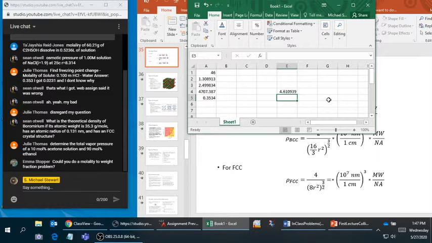This will give you a packing density of 4.61. Again, go off the sig figs given to you in the problem. There's 3 in the atomic radius, there's 3 in the molecular weight. So your final answer here is going to be 4.61.